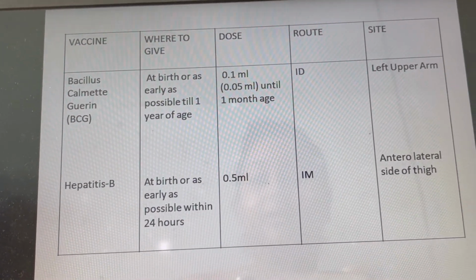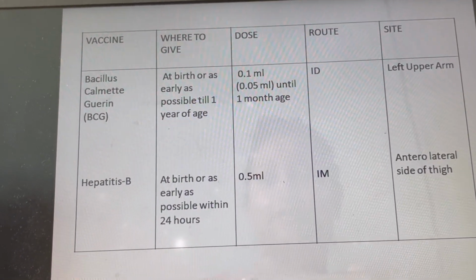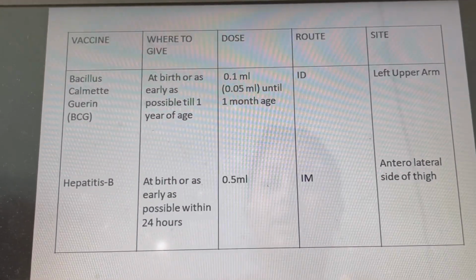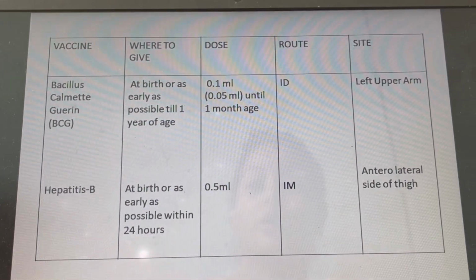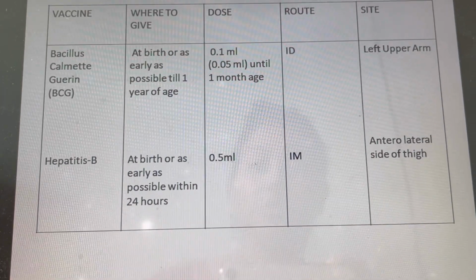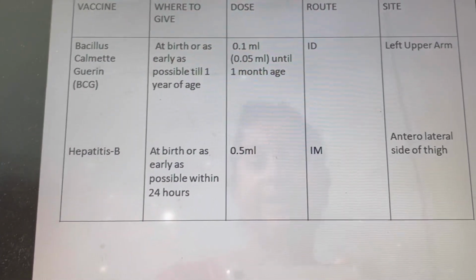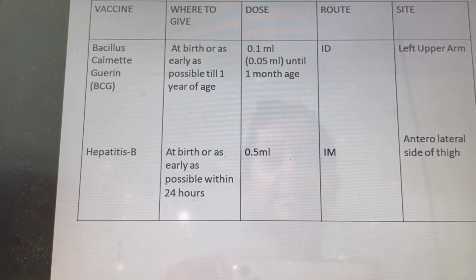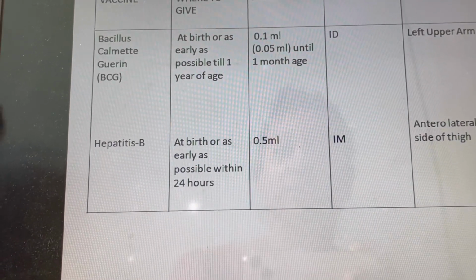Hepatitis B, the next vaccine, is also given at birth, as early as possible. Till when must it be given? Within 24 hours it must be given. The dose is 0.5 ml intramuscularly, at the anterolateral side of the mid-thigh.